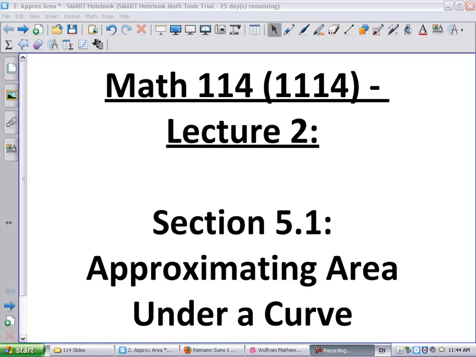Hi, this is the second lecture for Math 114, 1114. This is covering section 5.1 from the Briggs Calculus book, and this lecture is on approximating area under a curve.